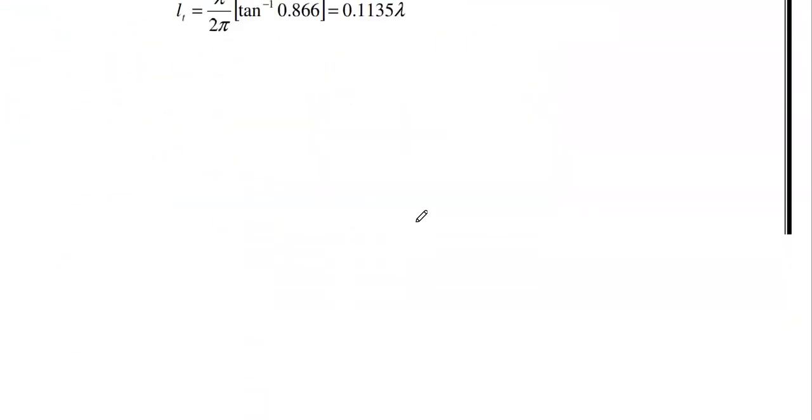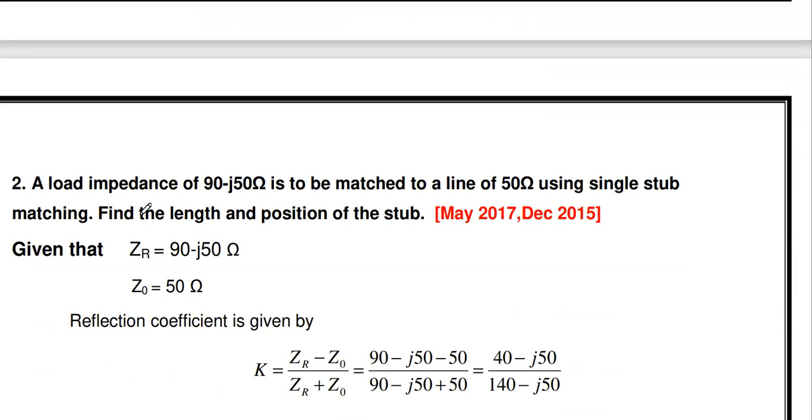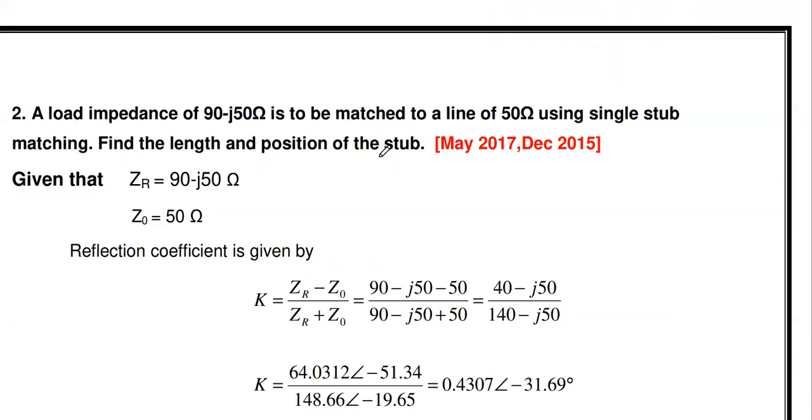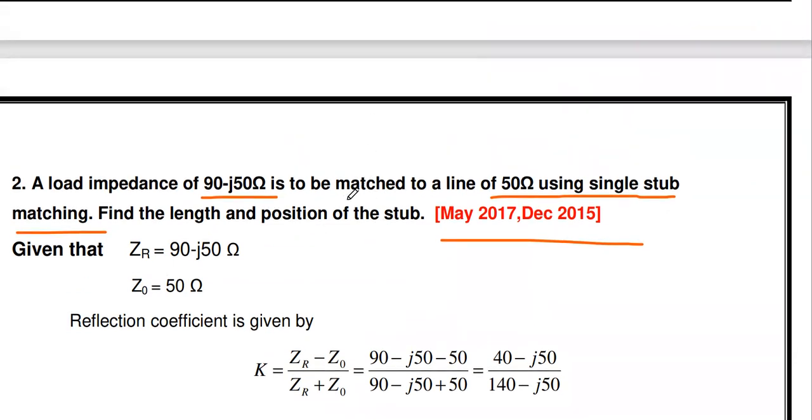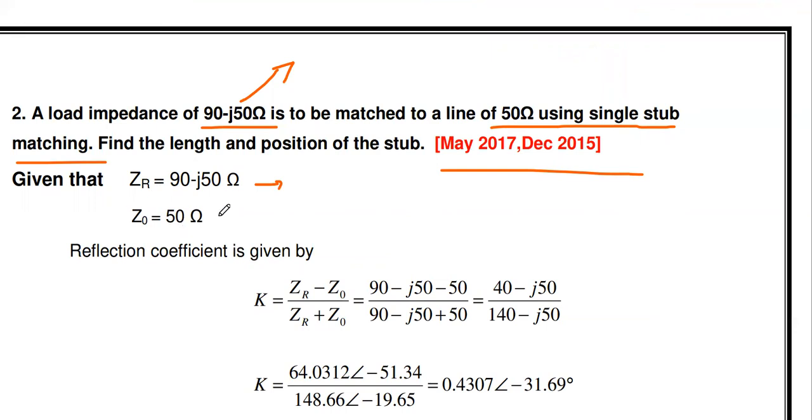Then we are going to solve the next problem. This is also a May 2017 and December 2015 question. A load impedance of 90 minus j50 ohm is to be matched to a line of 50 ohm using single stub matching. Find the length and position of the stub. Similar to the previous problem, here also we have to design length and position.